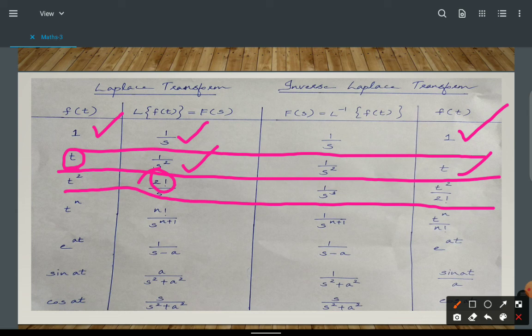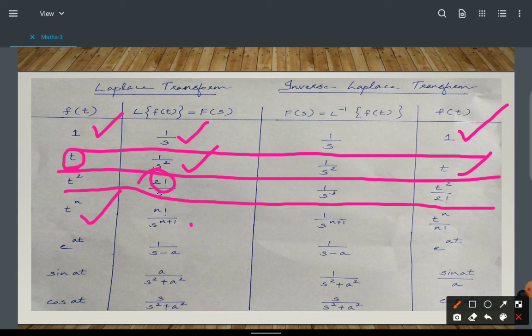So generally we can write the expression as t raised to n. t raised to n ആണ് f of t എങ്കിൽ Laplace transform of t raised to n will be n factorial by s raised to n plus 1. അപ്പോൾ അതിൻ്റെ ഇൻവേഴ്സ് ലാപ്ലേസ് ട്രാൻസ്ഫോം എന്തായിരിക്കും? 1 by s raised to n plus 1. നമ്മളവിടെ n factorial എടുക്കത്തില്ല. ആ കേസിൽ f of t will be t raised to n by n factorial.